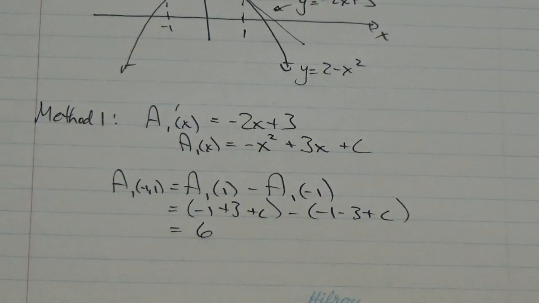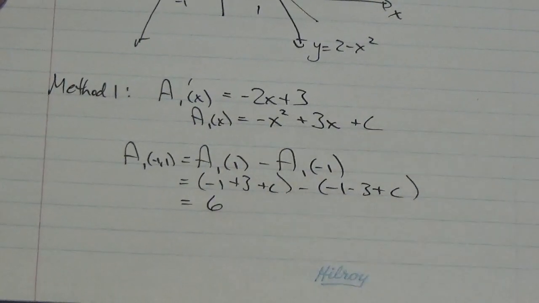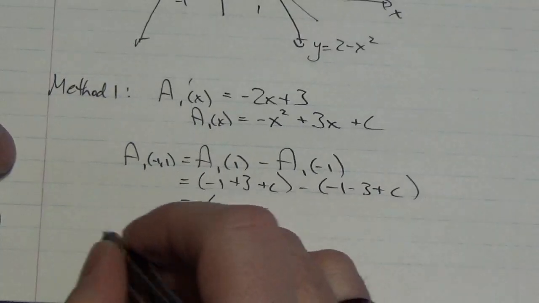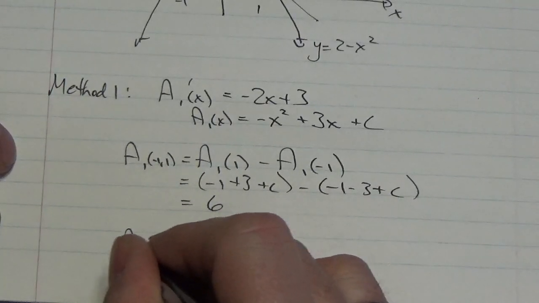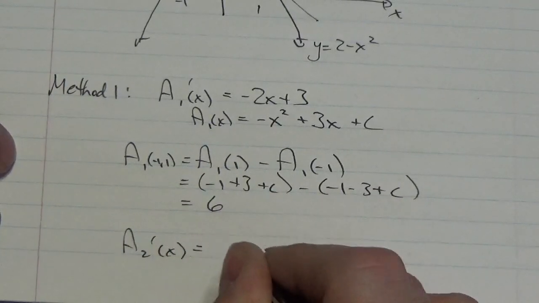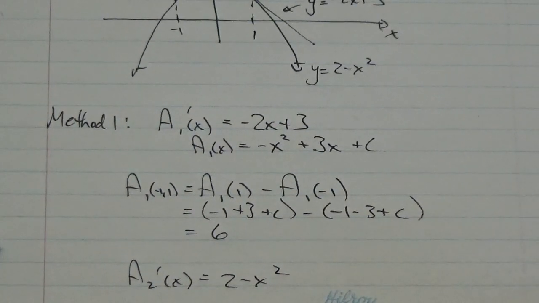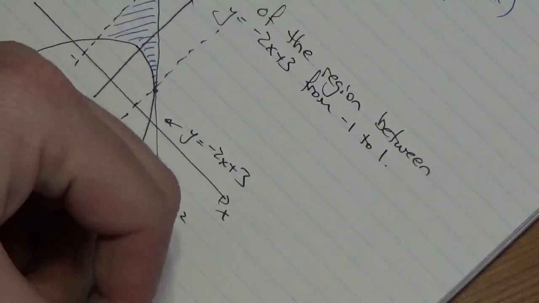Okay? Good. Now what we're going to do is the exact same thing, but this time with the other function, our second function here. We're going to let a2 prime be equal to 2 minus x squared. And actually I have run out of paper, so I'm going to flip over to the other side.